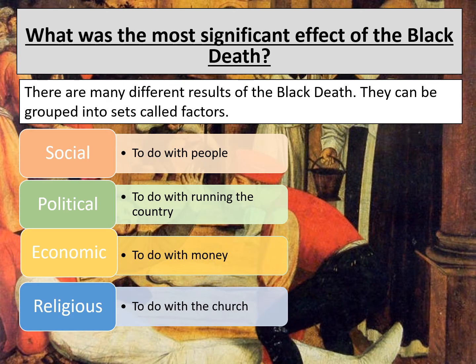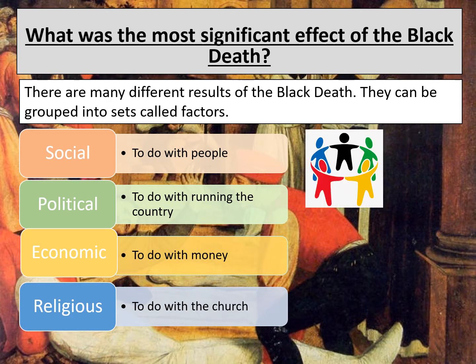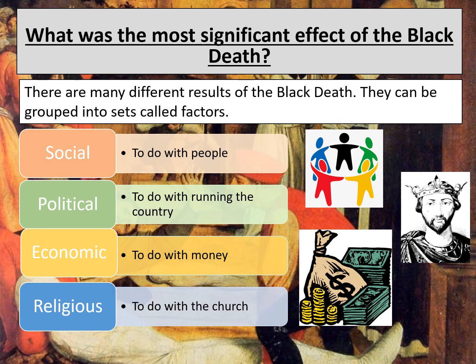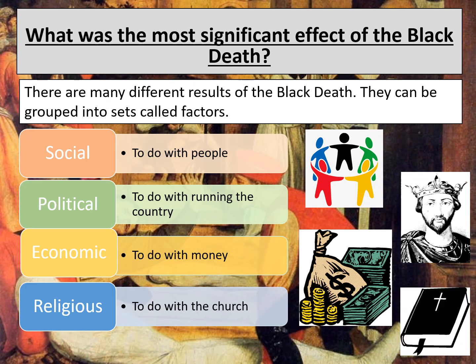There are many different results from this plague. They can be grouped into sets called factors. We have got social, which is to do with the people. Political, that's to do with running the country. Economic, that revolves around money. And religious, anything to do with the church. These are our factors that we are going to be looking at today.